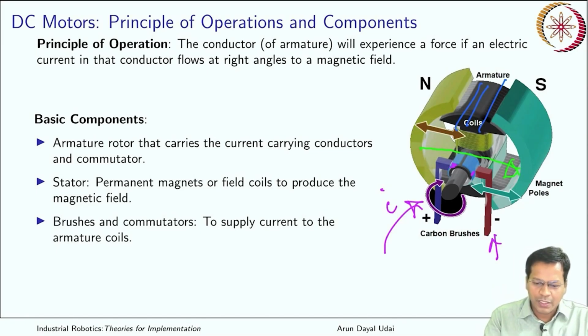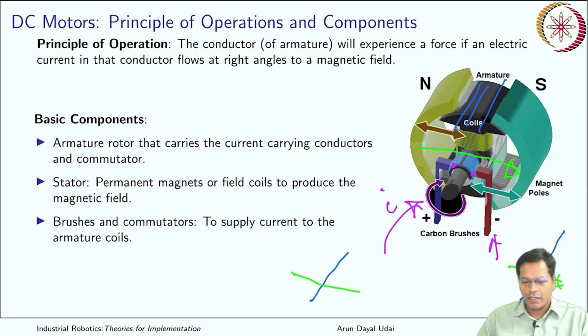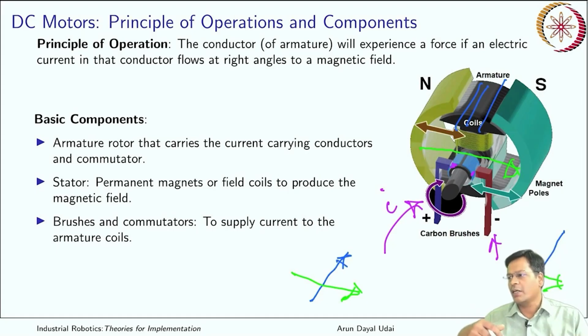So this is the conductor, this is your field. Finally you will see a cross product of these two. It will give you a force which is perpendicular to both of them. This force will now create a torque. So how? Let us see.